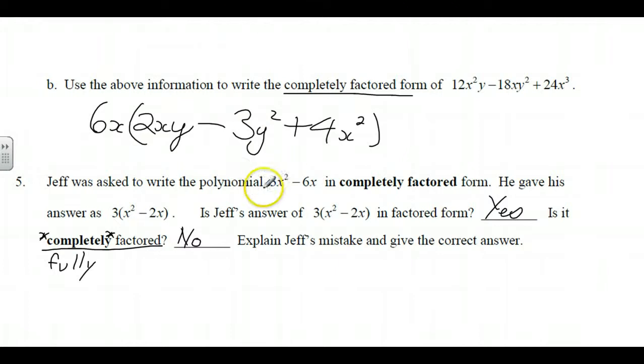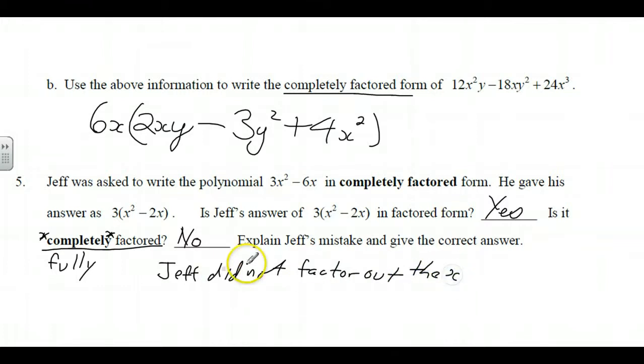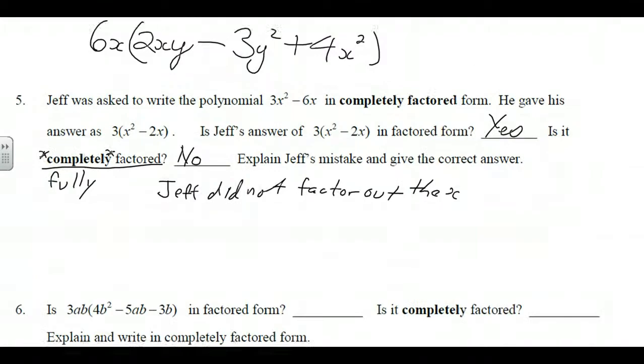That the greatest common factor is 3, and they share an x in common. So, Jeff did not factor out the x. So let's give a complete answer.